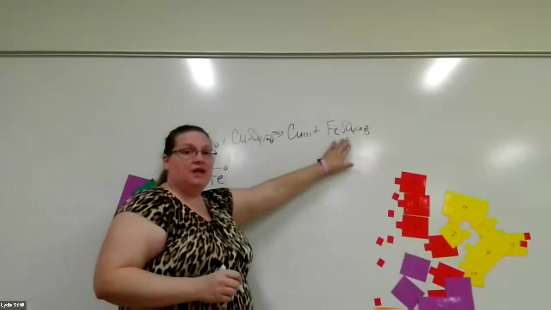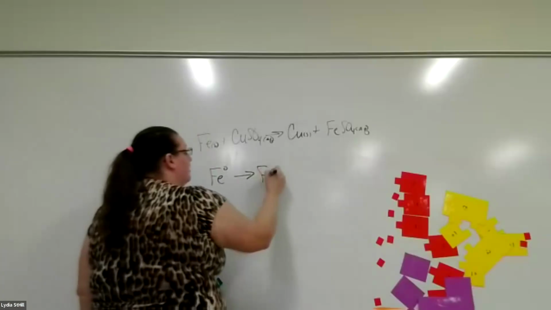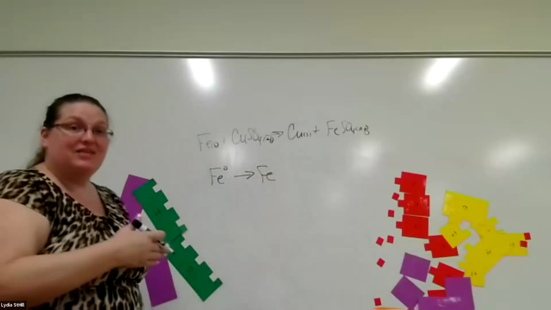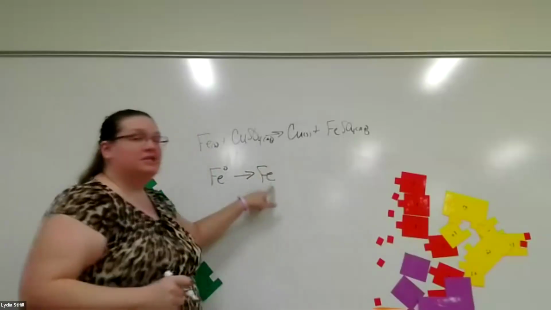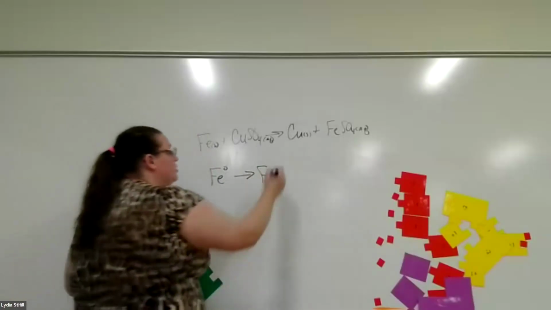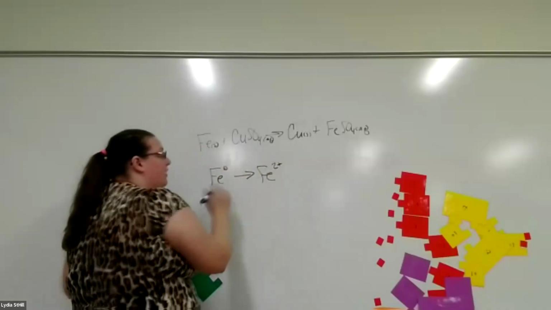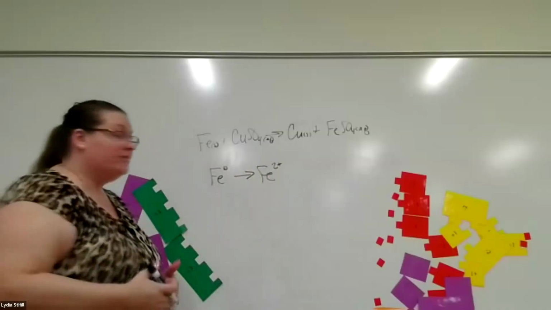Over here, iron is now bonded, and we know that it's a +2 because we could go back to that activity series chart, the one that has the rankings, and it tells us that it's a +2 charge. So we know that it goes from a charge of 0 to a +2.